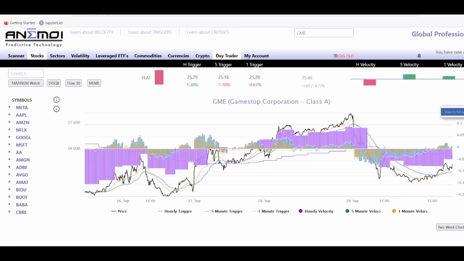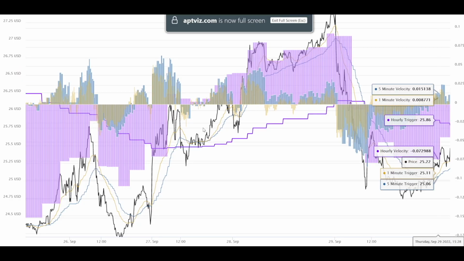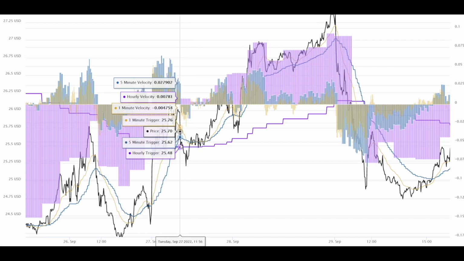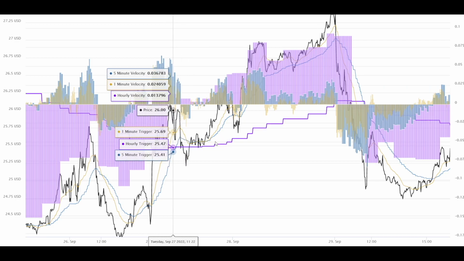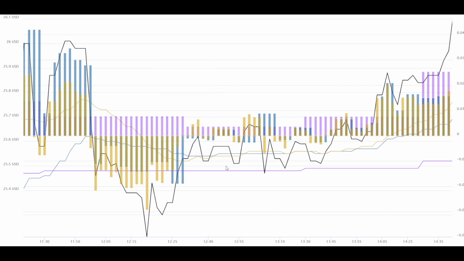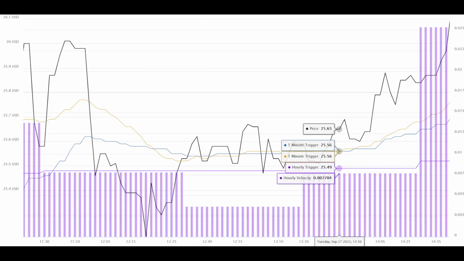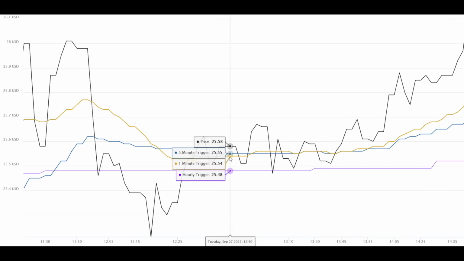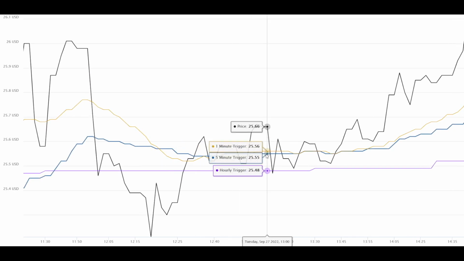This is what we call a 3 trigger cluster. It's when price is above the hourly trigger. All right, let's zoom in on this. Price is above the hourly trigger, and you have the 1 minute trigger, the 5 minute trigger, and price, and the hourly trigger and price all clustered together.